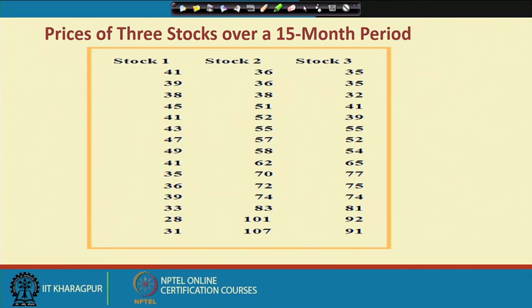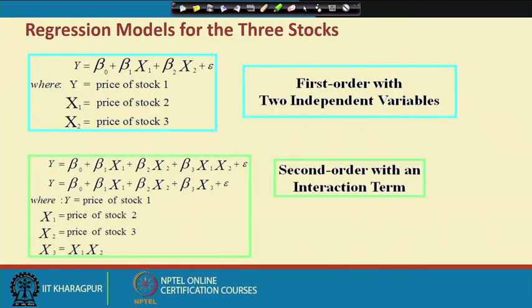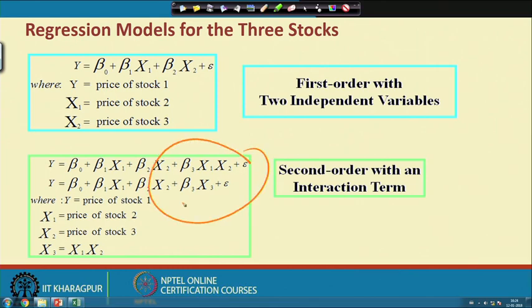Stock 1, stock 2, stock 3, and then we can study the interactive effect. Generally, when there are three stocks, a particular stock's behavior depends upon the other stocks' behavior, and the intersection, the interactive structure between the other two stocks. As a result, this can be a nonlinear model through which you can predict the price of stock 1 with respect to the price of stock 2 and stock 3.